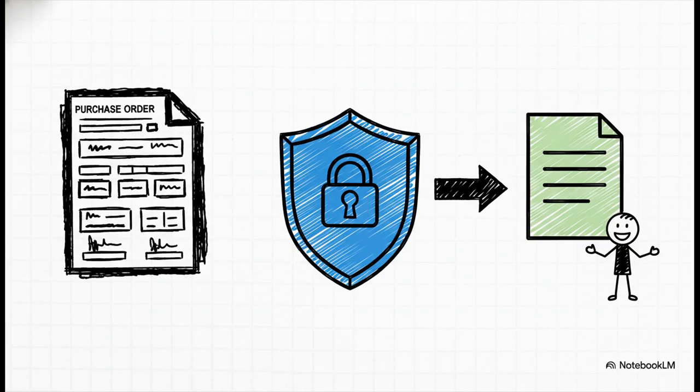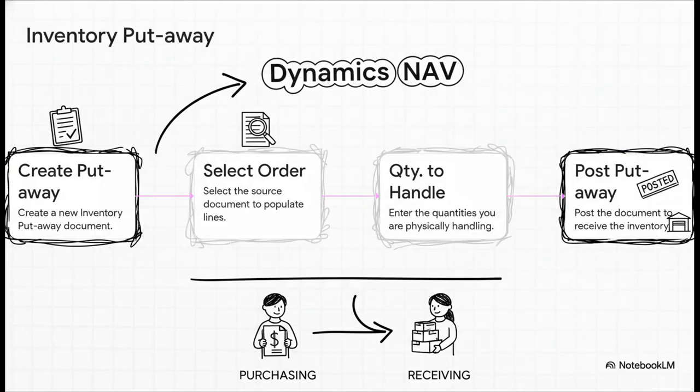And this one is all about giving a receiving team their own, much safer playground to work in. And the biggest difference you'll see is that the user never even touches the original purchase order. They do all their work inside the separate inventory put away document. It's a fantastic way to enforce what accountants love to call separation of duties. The folks buying the stuff are separate from the folks receiving it.